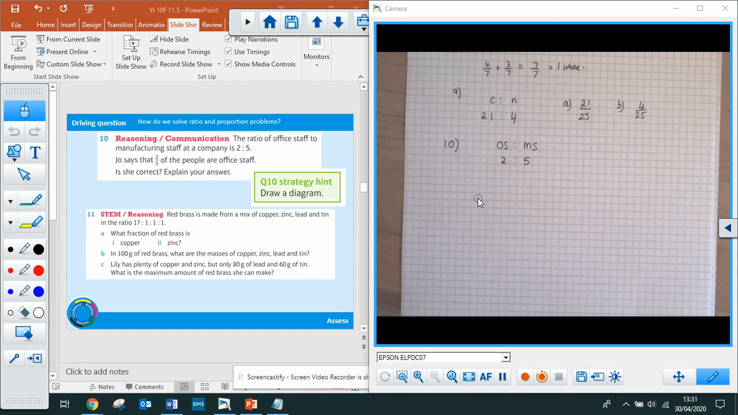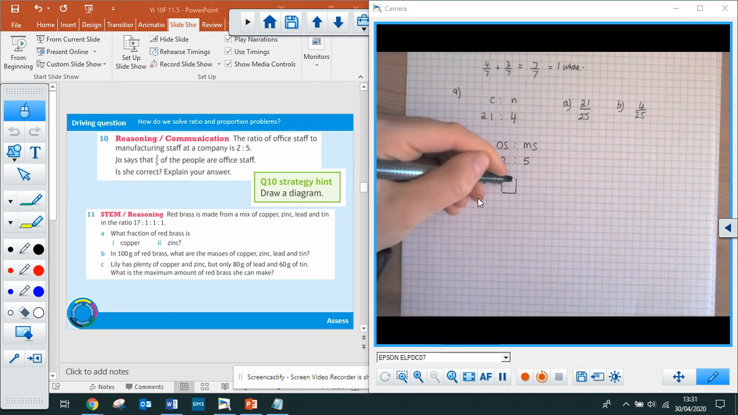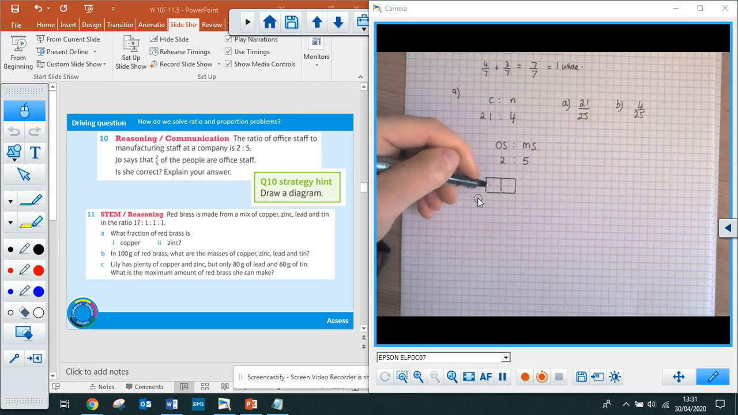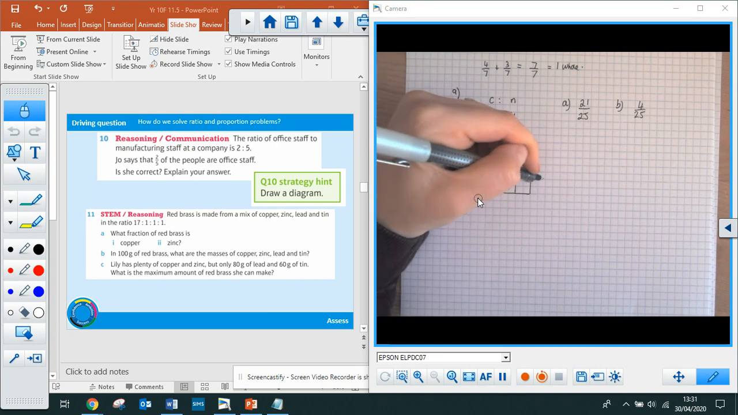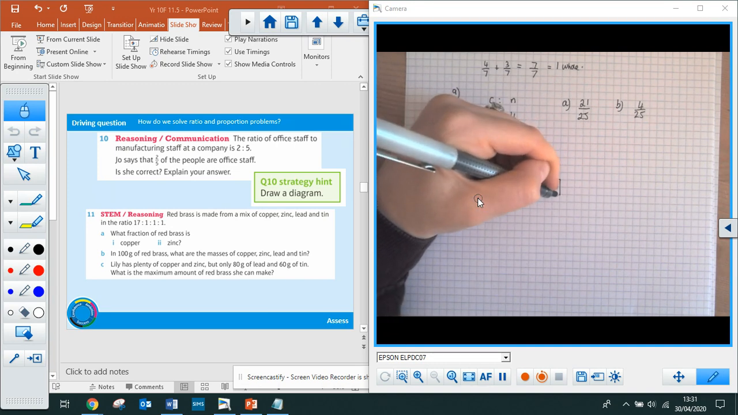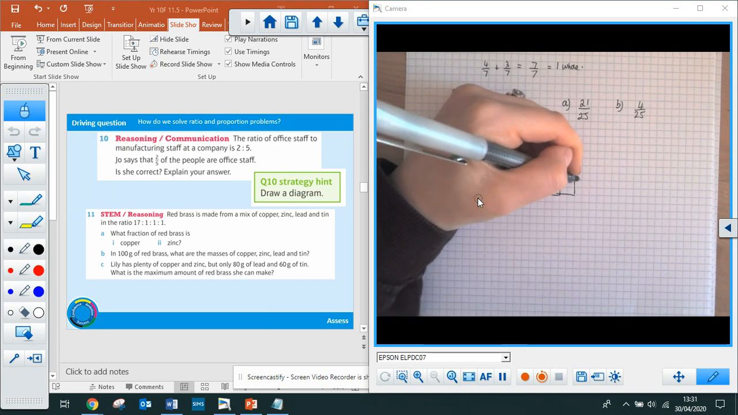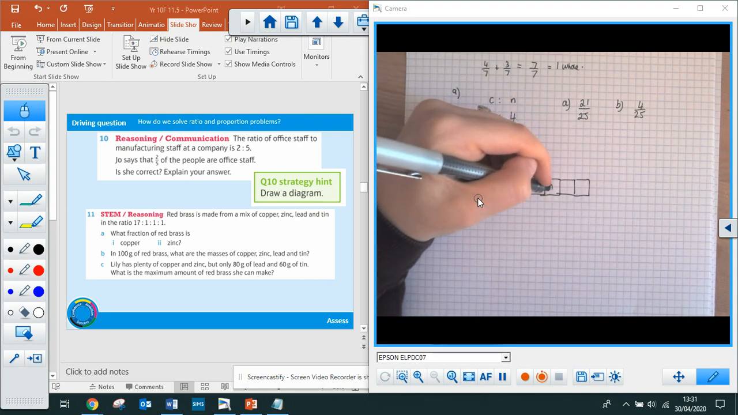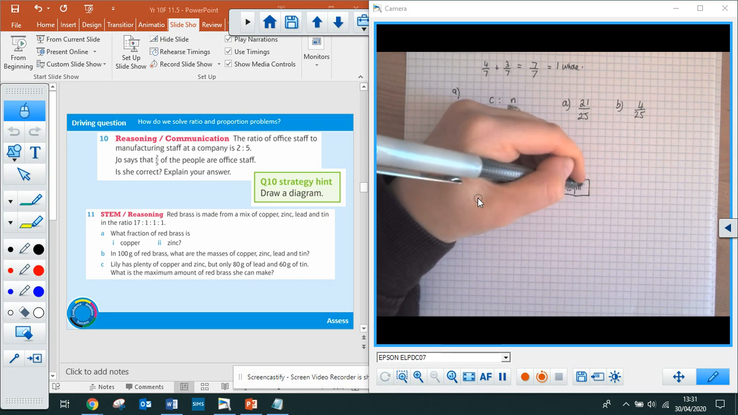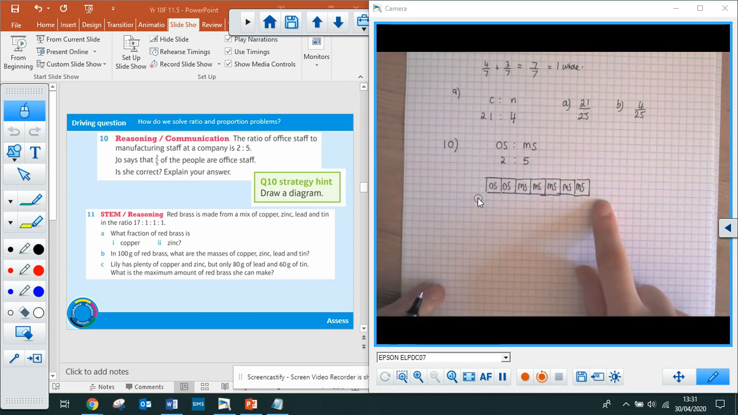Explain your answer. Okay, it said that you can draw a diagram, so it's saying you can do a bar modelling if that helps you. So I will do that as it's advised us to. It said 2 parts are going to be office staff. So I'll do it a bit bigger. So 2 parts office staff and 5 parts of 1, 2, 3, 4, 5 are manufacturing staff. So as we can see, there's 7 parts altogether.